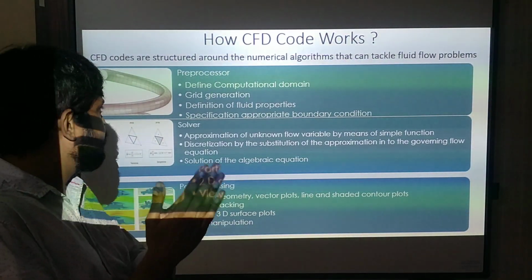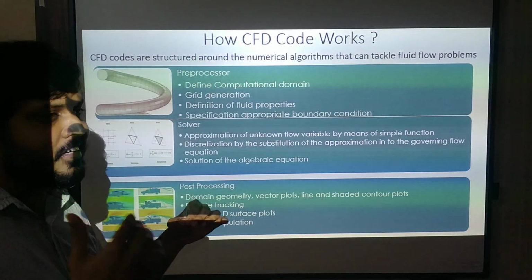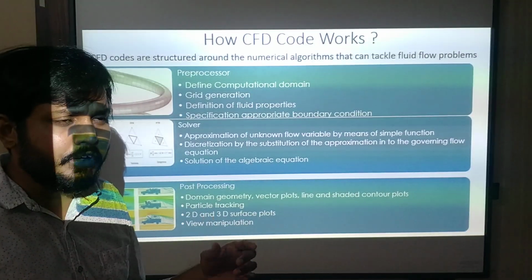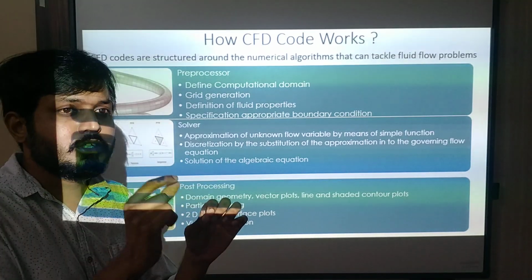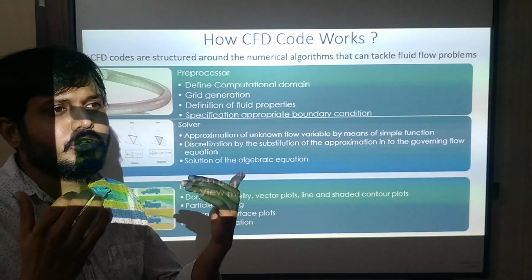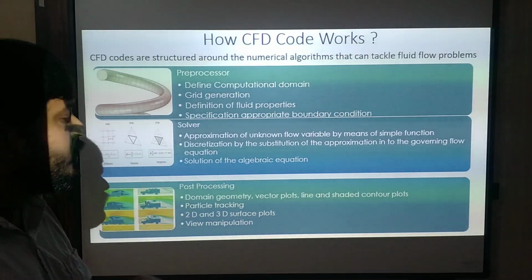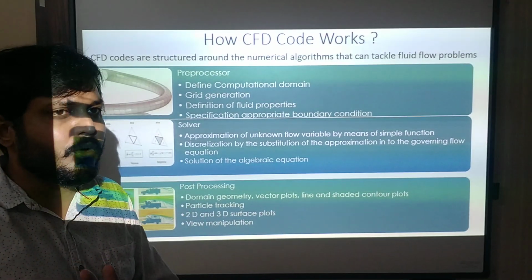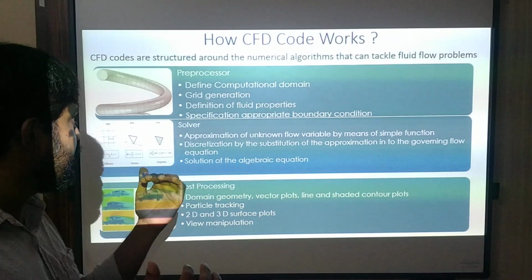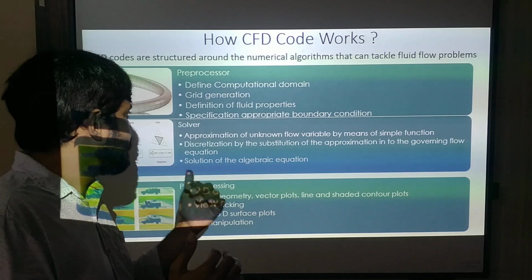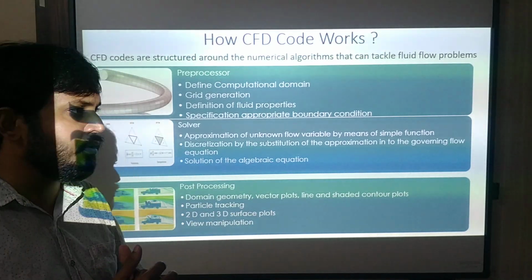In that particular computational domain we have to define it, and then grid generation, that is mesh. We have to discretize this computational domain into small elements or nodes. It will be based on your solver, which may be FDM, FEM or FVM, and accordingly you will name it, but grid generation is an important part. Then you have to define the fluid properties. This is primary pre-processing. Then specify appropriate boundary conditions. You have to apply the boundary conditions. This is all about your pre-processing.